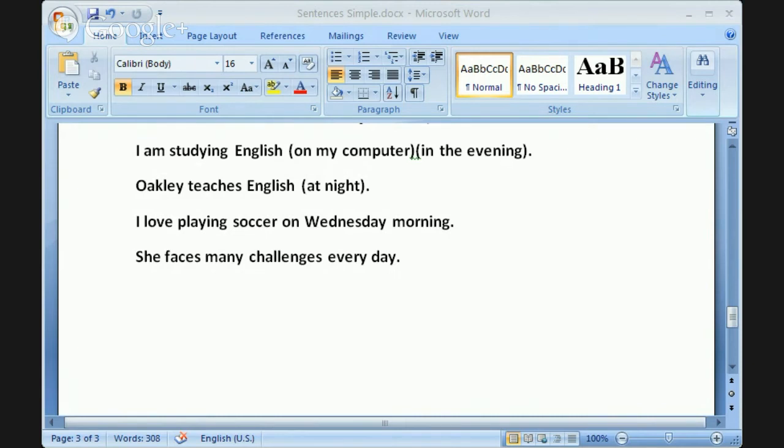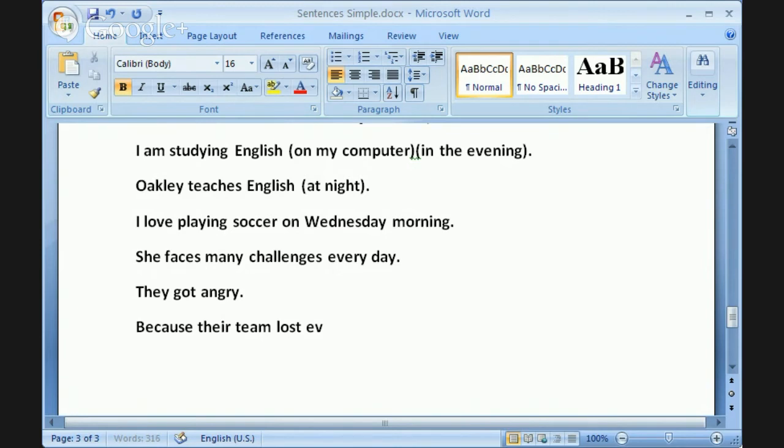So you have two. Okay, they got angry. All right. Actually, let's use Jonathan's. Why is this not a simple sentence? Well, they got angry is a simple sentence, and I don't have a problem with that. That could be a sentence. It has a subject, a verb, and it makes sense. However, because their team lost every game, this is not a sentence.